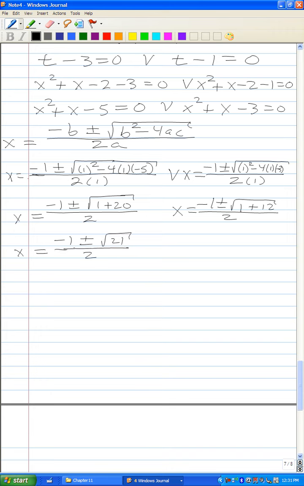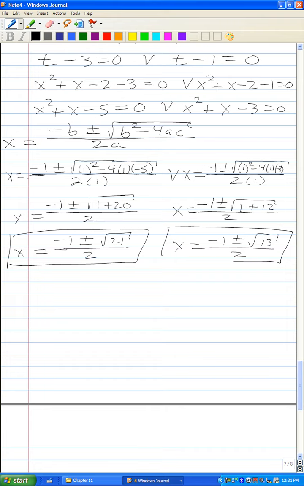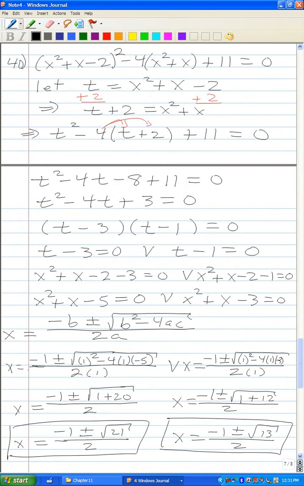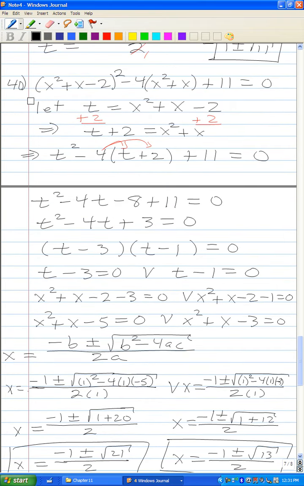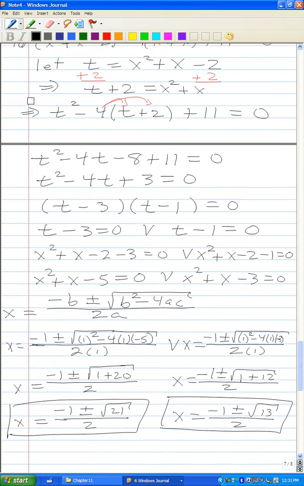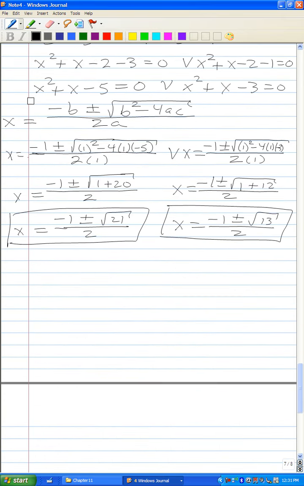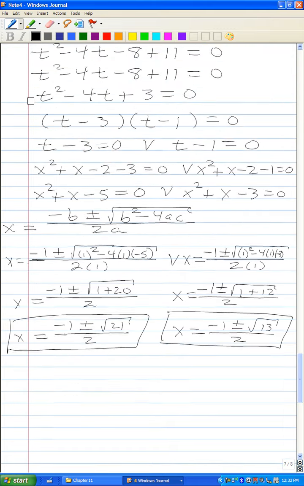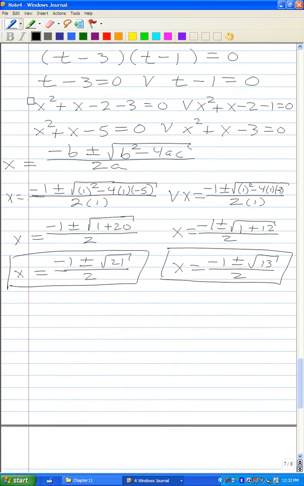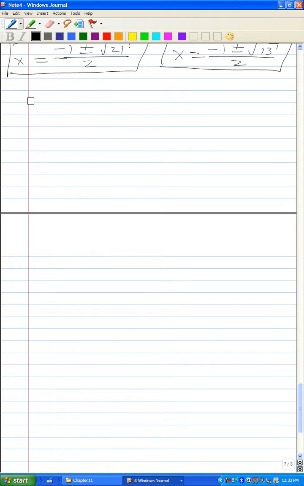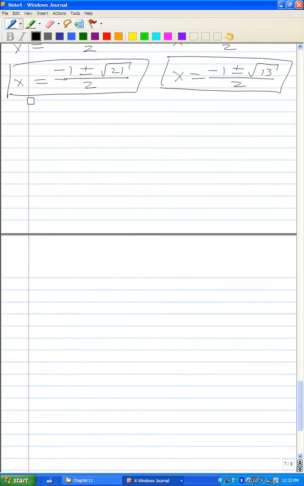That gives me two solutions. x is equal to negative 1 plus or minus the square root of 13 over 2 gives me an additional two solutions. So I have 4 solutions in total. And so this was a fourth degree equation, and I found all 4 solutions. So that's 40. Let me do problem number 42.